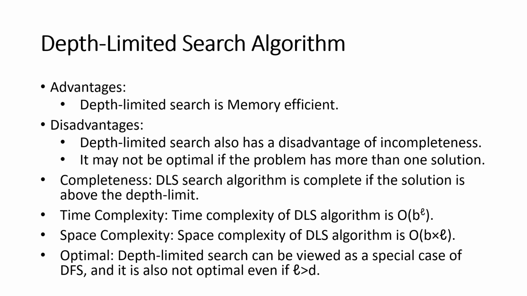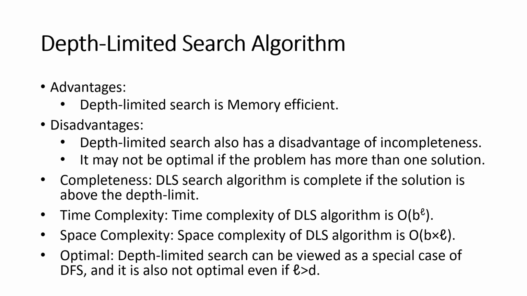Then we will see the advantages and disadvantages. So we will first discuss the advantages. Memory efficient. Depth limited search requires very little memory because it stores only the nodes along the current path, similar to DFS. And it avoids infinite paths by imposing a depth limit. DLS prevents the algorithm from going infinitely deep in an infinite search space.